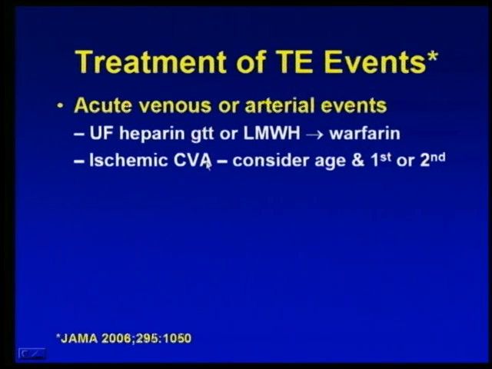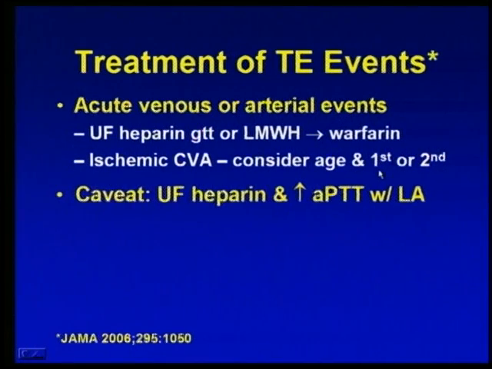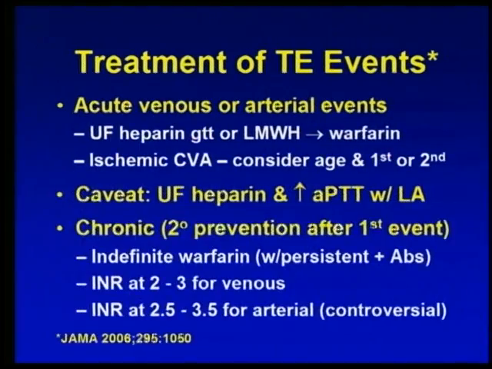There's a bit of a caveat if your initial event is just an ischemic stroke or a TIA, and we'll come back to that in a minute. One caveat is that if you use unfractionated heparin to anticoagulate, we follow unfractionated heparin by using the APTT assay, but that may be prolonged because of the lupus anticoagulant. So you need to either use a heparin activity assay or a lupus-insensitive reagent to follow the PTT.